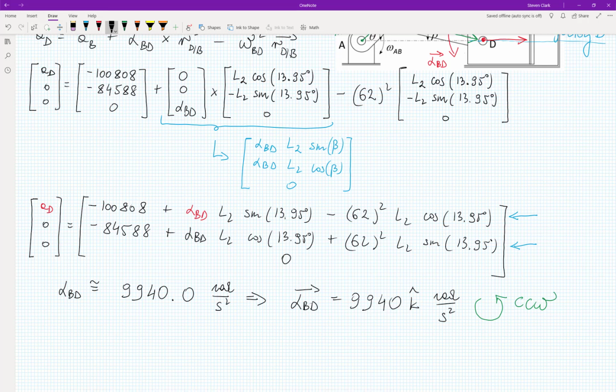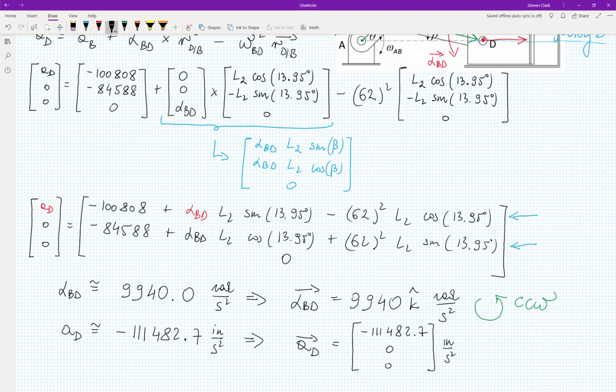And the last final thing for today is AD. If you solve it, you should obtain minus 111,482.7 inches per second squared. And vector-wise, our AD has only an x component, right? So our AD looks like that: minus 111,482.7 inches per second squared.